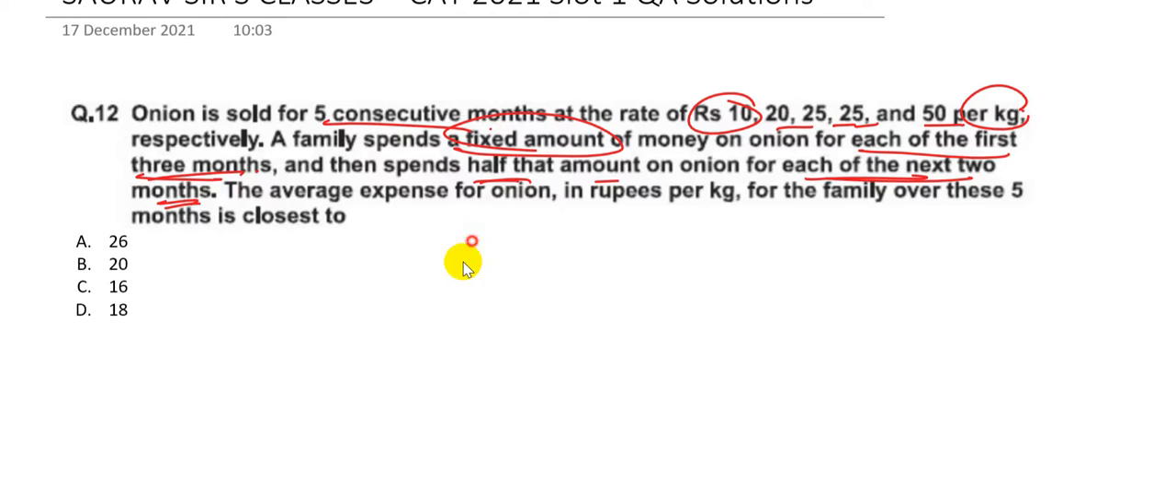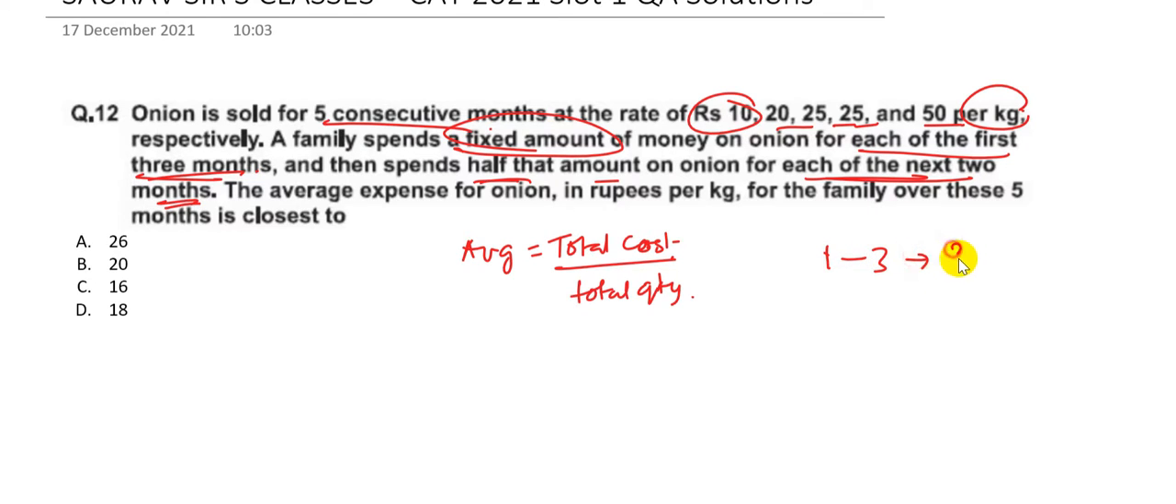So average would be total cost by total quantity. So we don't know the cost, so we have to assume the cost as 2x for the first 3 months. Months 1, 2, 3 is 2x each, and 4 and 5 will be x each.